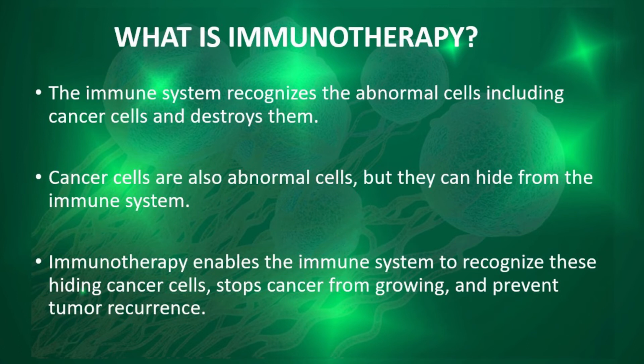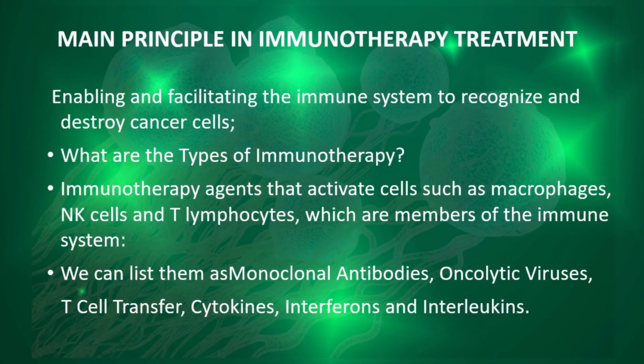What is immunotherapy? The immune system recognizes abnormal cells, including cancer cells, and destroys them. Cancer cells are also abnormal cells, but they can hide from the immune system. Immunotherapy enables the immune system to recognize these hiding cancer cells, stops cancer from growing, and prevents tumor recurrence. Main principle in immunotherapy treatment: enabling and facilitating the immune system to recognize and destroy cancer cells.